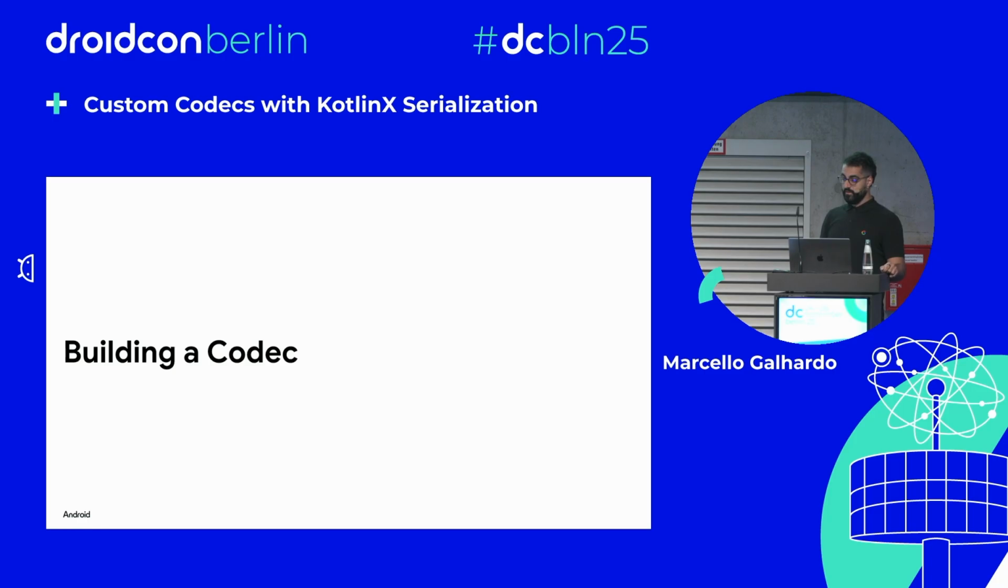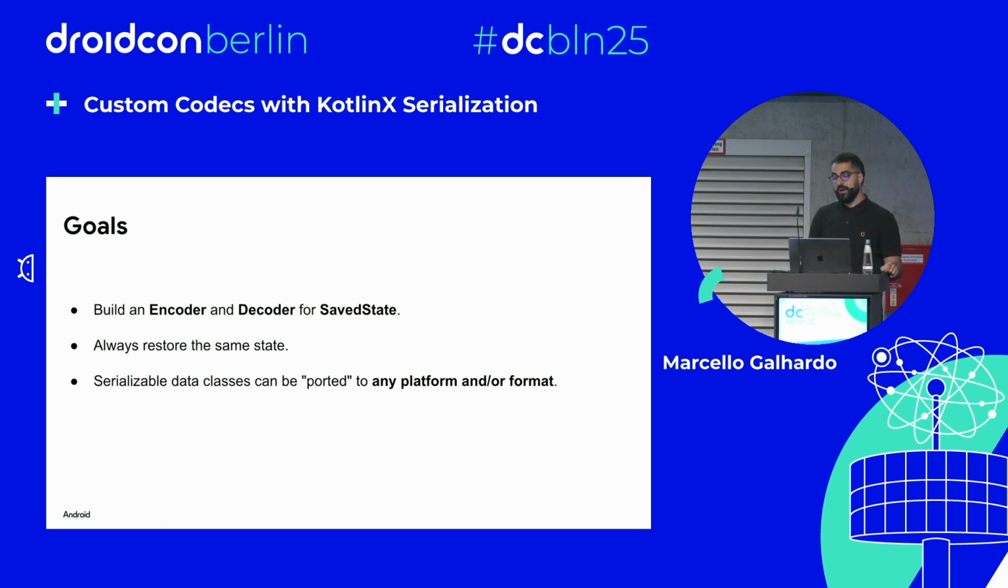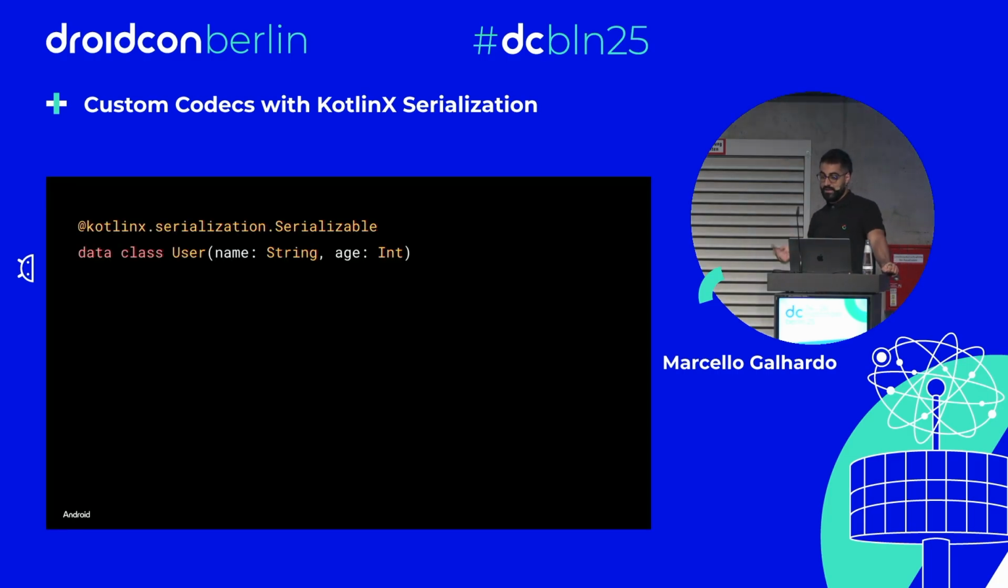So let's build a codec together. But first, let's set the scope of what we're building. We will build our own encoder and decoder for SavedState. They must work on all platforms, and it must be optimized for Android, for Bundle on Android, so there is no performance issue by using that. And any class marked with Serializable should work with this codec and also work with other codecs. So you can take your serializable class and use whatever codec you prefer, or our one. Those are our requirements here.